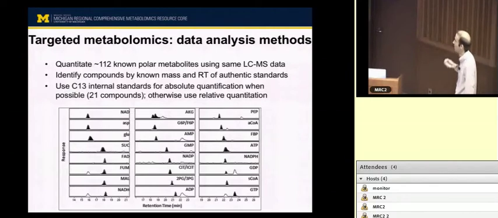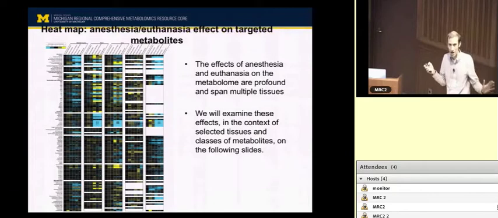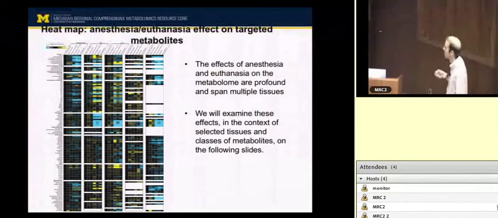And this is just a profile of some of the peaks that we get using this method. Okay, so we can generate a profile of the metabolome and its response to the method of tissue, method of anesthesia or euthanasia in the rodent.